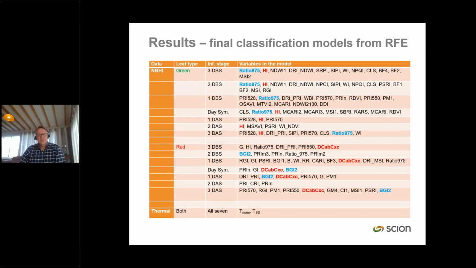So just focusing in on some of the variables that were included, there were a number of indices that were included in more than one model, which does tell you a lot about their importance in detecting myrtle rust. And ratio 975 and healthy index, or HI, were the most commonly used variables for the indices derived from the green leaves. DCAB CXC, or chlorophyll carotenoid index, and BGI2, which is the index I mentioned earlier, were the most commonly used variables for the red leaves.